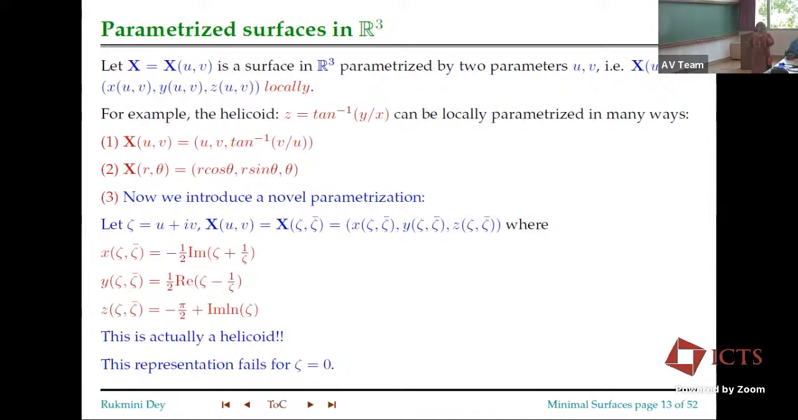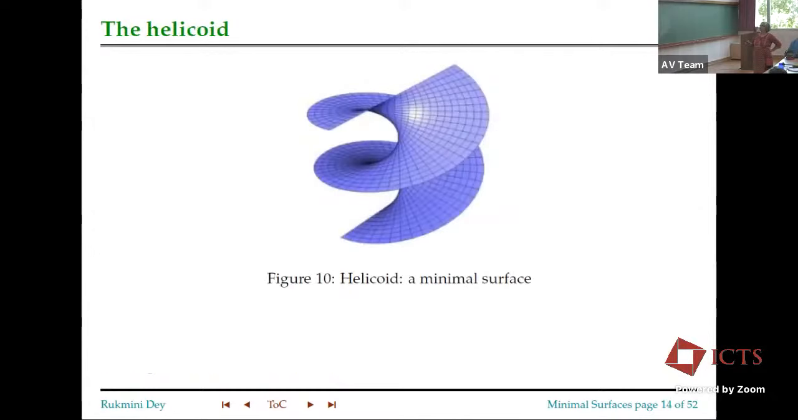That's called the Bernstein theorem. I won't touch upon that very much. So X of UV, Y of UV, Z of UV, locally. For example, the helicoid, Z is equal to tan inverse Y by X. This is called the helicoid and it looks like this. You go once round X. So tan inverse Y by X, can someone recognize this? Theta, exactly. It's an angle as you go right round.